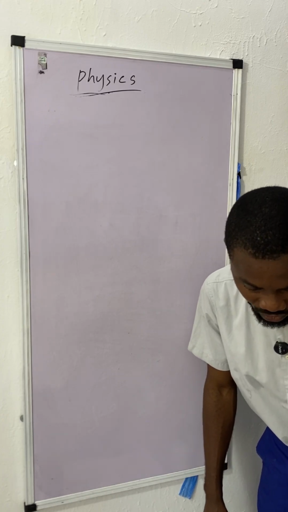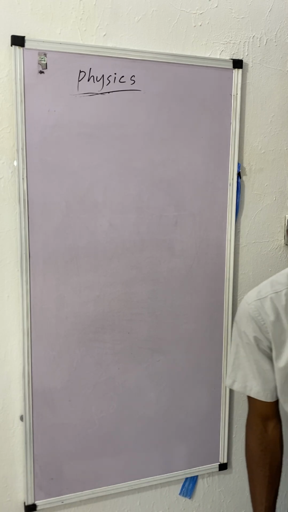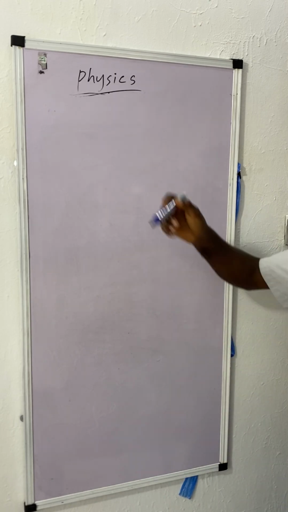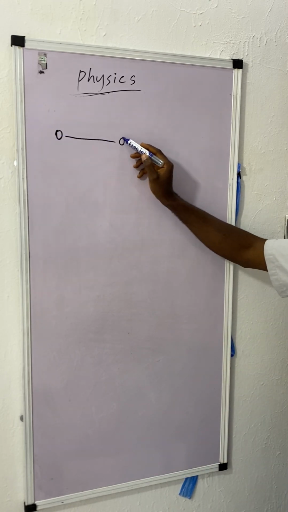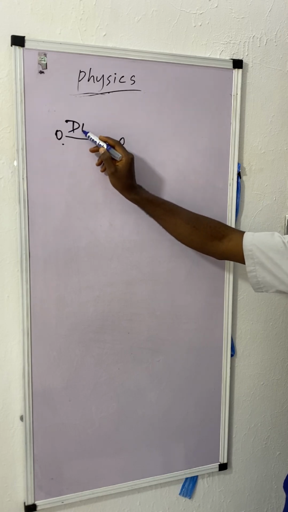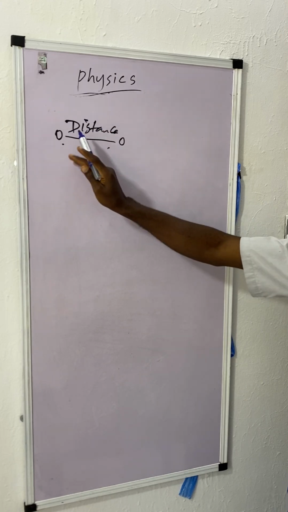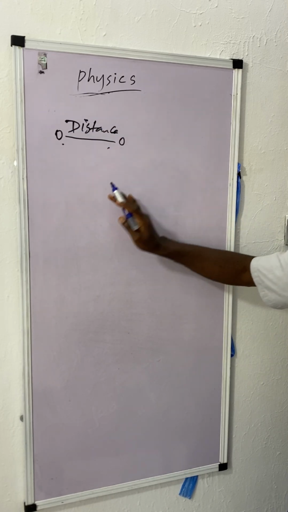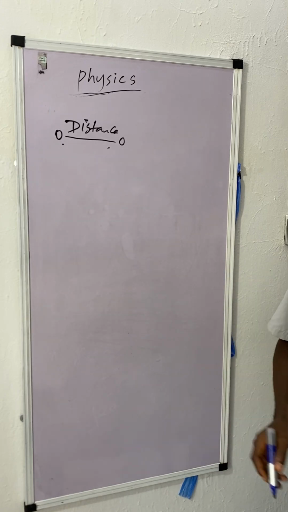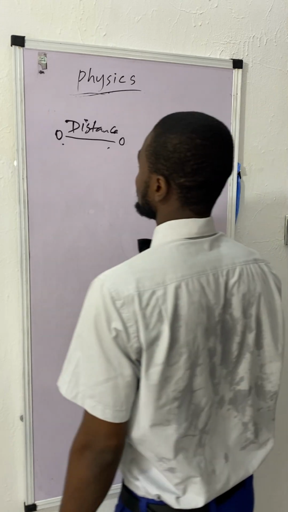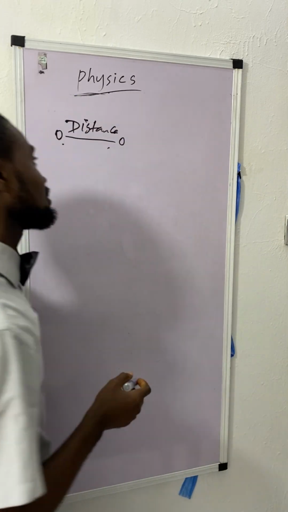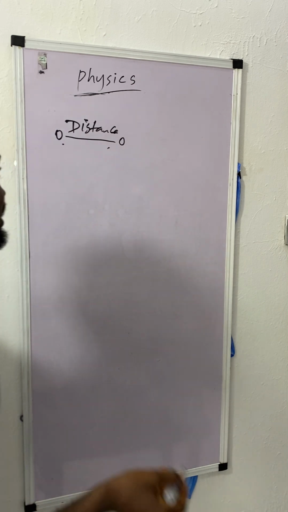We understand that distance is the what? We already spoke about frame of reference, and we understand that distance is the space between 2 points, right? So this is distance, the space between 2 points. All right. And we already spoke about frame of reference, and I told you that frame of reference is something that you use to measure another thing.